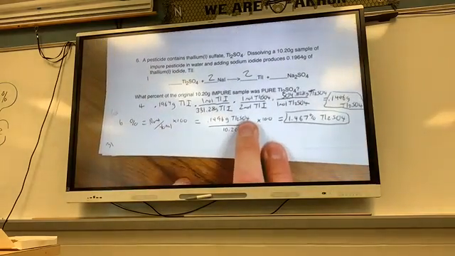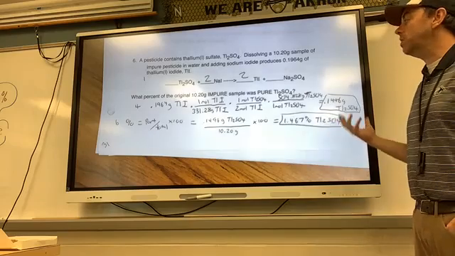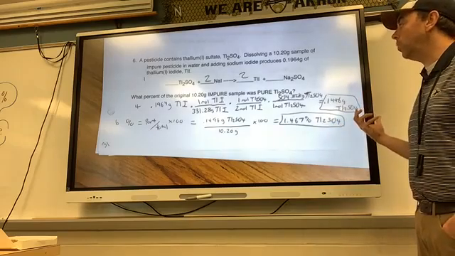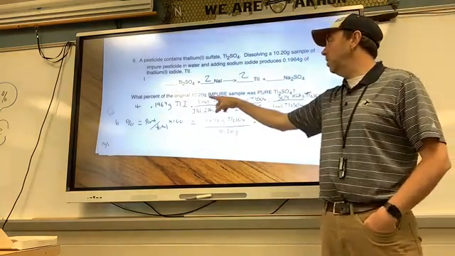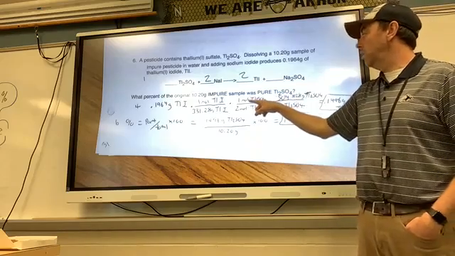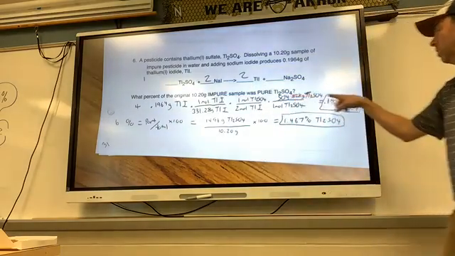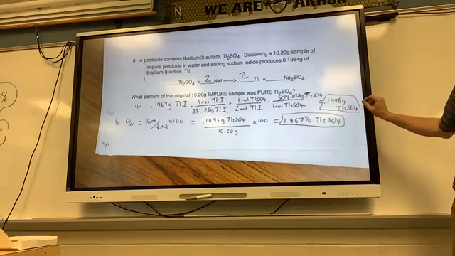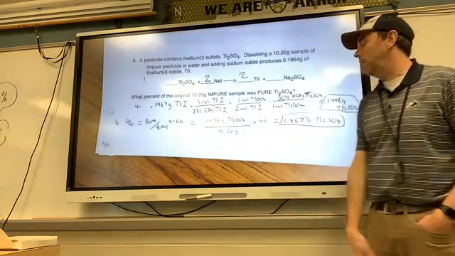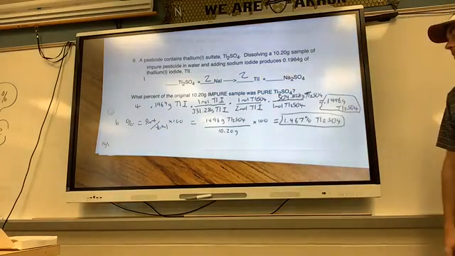First thing you need to do is balance it. Then it said, what percent of the original 10.2 grams in pure sample was pure Tl2SO4? So I took my 0.1964 grams to moles, then I did my stoich step, moles to moles, because for every 2 moles of this, I have 1 mole of this, and 1 mole of that is that molar mass. So this gave me 0.1496 grams of pure Tl2SO4. I told you that I had 10.2 impure. Part divided by total times 100. So just 1.467%.